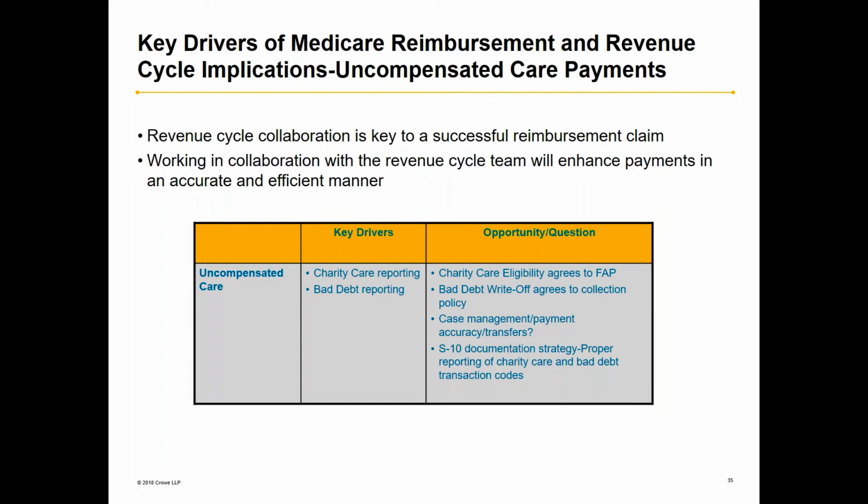Transaction codes. What transaction codes are being used to report charity care and bad debt, and are those the only ones being used? Is the team reporting used to other codes where you're not picking it up? So really having that education and that information there as far as what codes need to be used to capture this information when you pull this information.